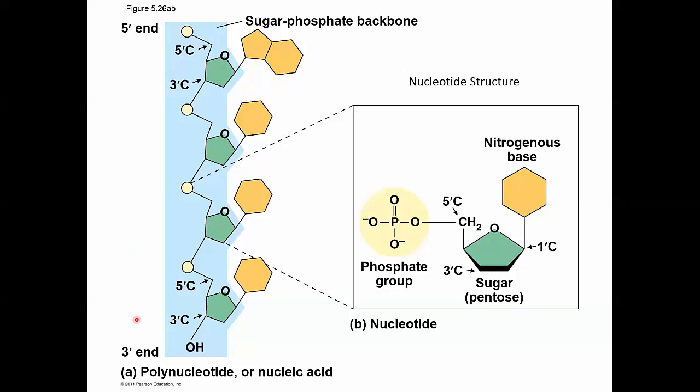This is how we determine which way the molecule is running, by which one of these carbons is sticking here unattached to another molecule. In this case, it's the 3rd carbon. It has a hydroxide group, but it's not hooked to another sugar. Here, the 5' carbon is attached to a phosphate, but is not attached to another sugar. So that's the 5' end of the molecule, the 3' end of the molecule.